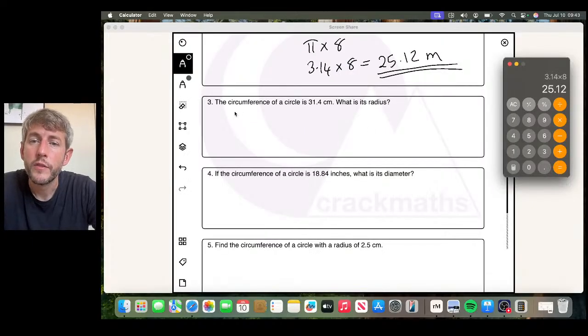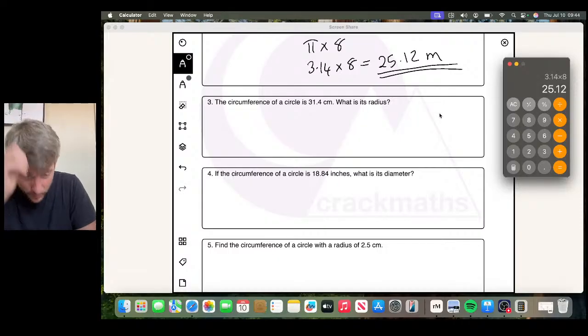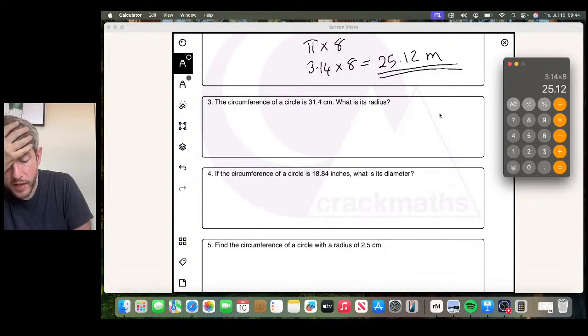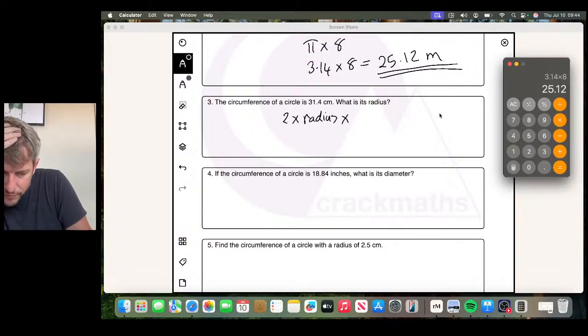Question 3. The circumference of a circle is 31.4 centimeters. What is its radius? Oh, right, we're working backwards. So we've got 2 times the radius times 3.14 equals 31.4. Okay, so let's just treat this as one thing here. So something times 3.14 equals 31.4.